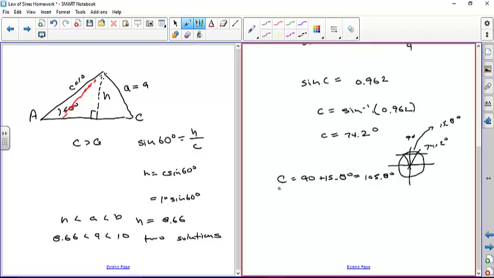So that's the angle. That's angle C. And if you use your calculator to find the sine of 105.8 degrees, you should get 0.962. So the sine of 105.8 is 0.962. So it's true. Okay, so that's how you get the two solutions.